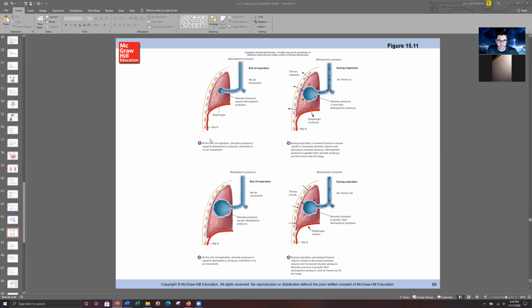So at the end of expiration, alveolar pressure is equal to atmospheric pressure and there's no movement, right? But as we inspire, volume goes up, so pressure goes down. Atmospheric pressure is greater than the alveolar pressure and air moves into the tissue of the lungs. At the end of inspiration, pressure equalizes. As we exhale, pressure goes up, so air goes back out of the alveoli and we're able to expel air out of our lungs.